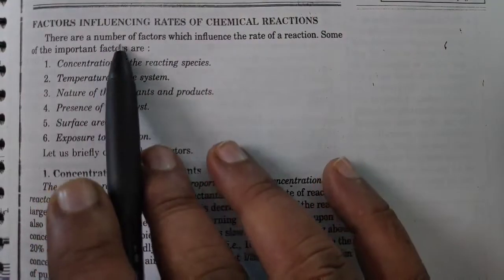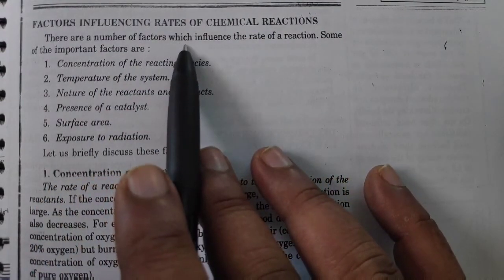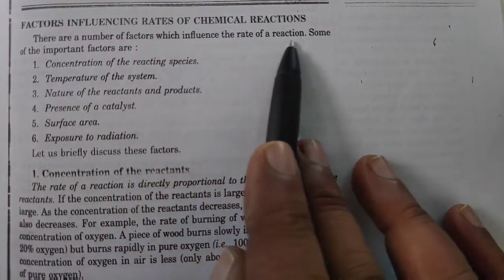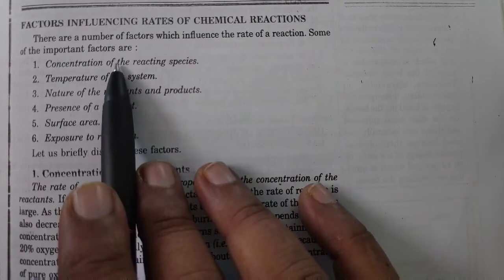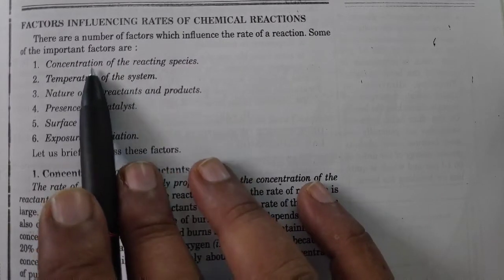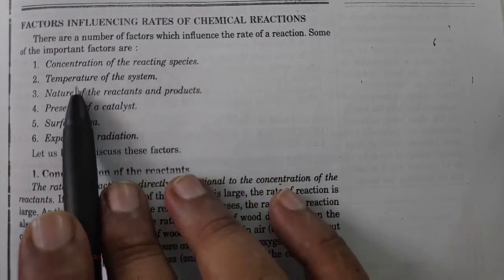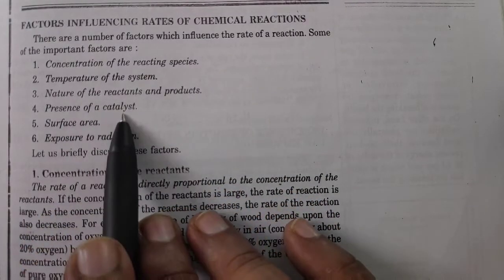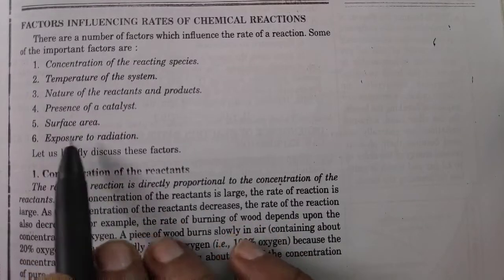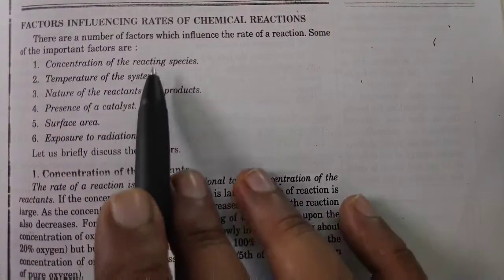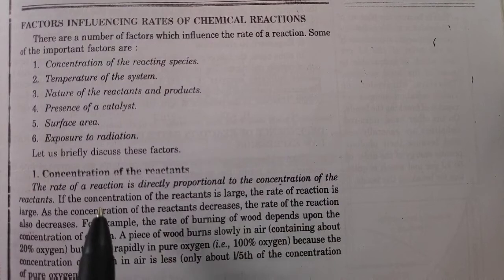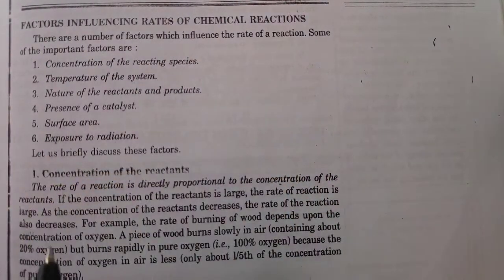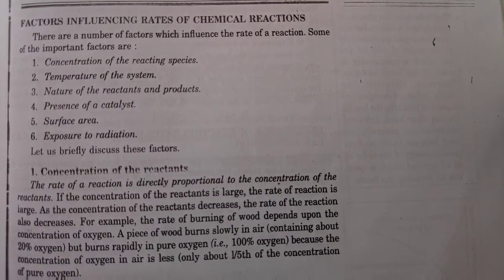So you can see these are the factors which affect the rate of reaction. The factors which influence the rate of chemical reaction, you have to just mention. First is concentration of reacting species, temperature of the system, nature of the reactant and product, presence of catalyst, surface area and exposure to radiation. These are the factors which affect the rate of chemical reaction. You only have to write these 6 points. Only mention it, no need to explain it. Explanation will come later on in the topics.